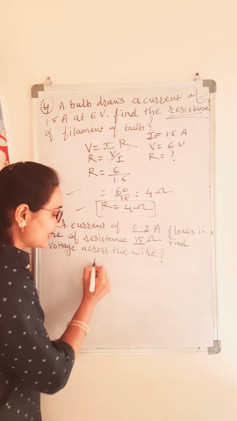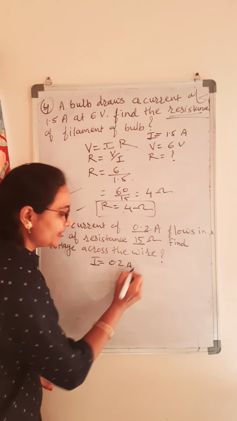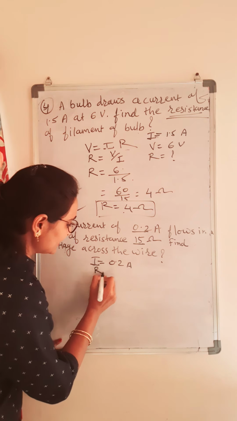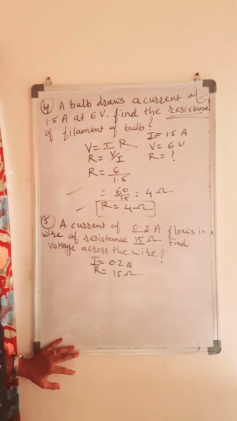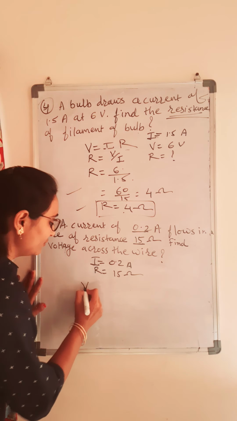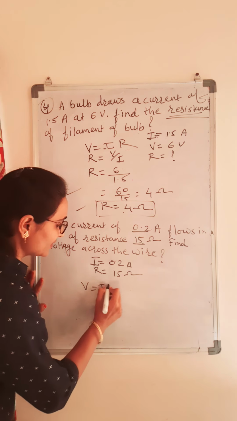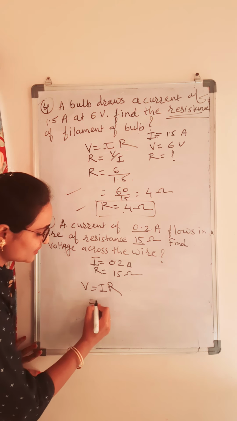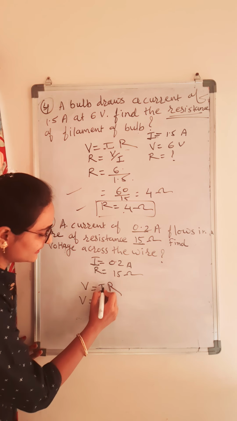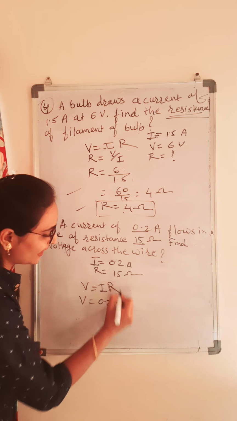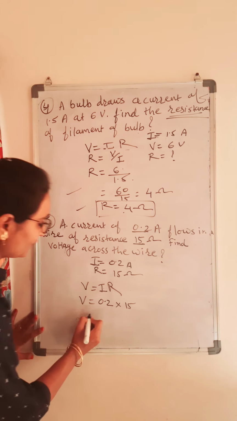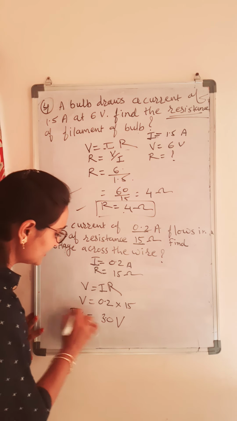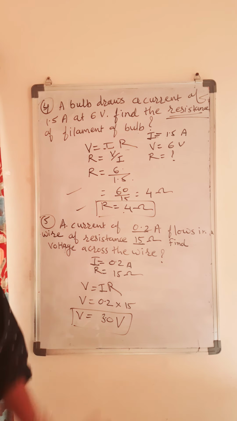Right? So write the values. I is given 0.2 ampere and the resistance is given 15 ohm. We have to calculate V. V is equal to what? V is equal to IR. Put the values. V we don't know, we keep it as it is. I value is 0.2 into R value 15. Right? So 15 times 0.2 is 3. So voltage is 3 volt. So this is your answer.